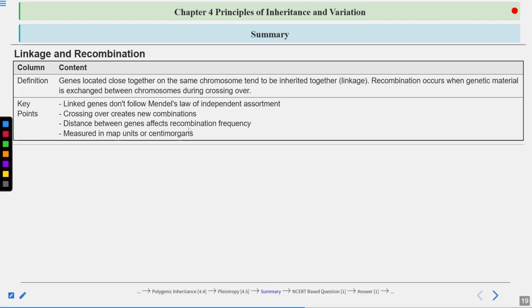Then, the distance between the genes affects the recombination frequency. If the distance between the genes is more, then recombination frequency will be more. There will be more recombinants, and this recombination frequency is measured in map units or centimorgan. Remember this.